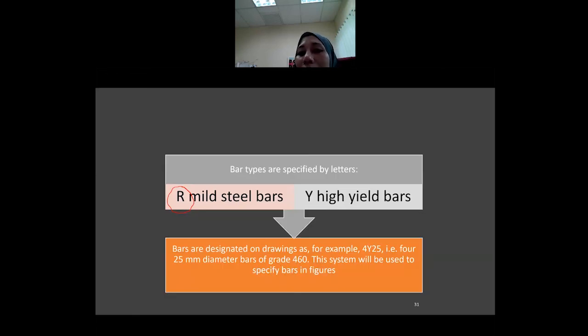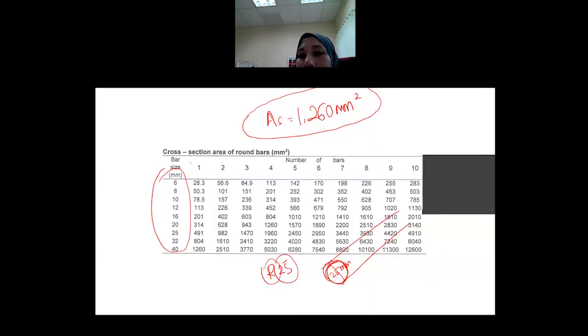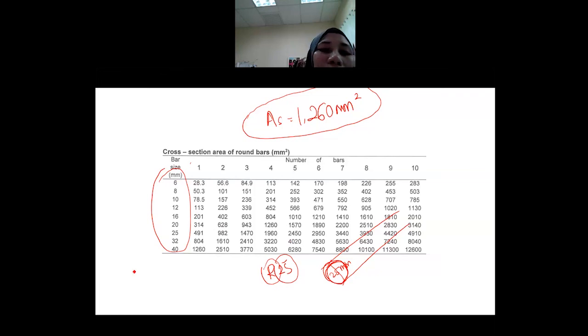And Y is for high yield bar. So, for example, you pun letaklah Y16. So, everybody know that this Y is high yield steel, that the diameter is 16 mm. Okay, so this is high yield steel, diameter dia 16 mm. Okay, R adalah mild steel.